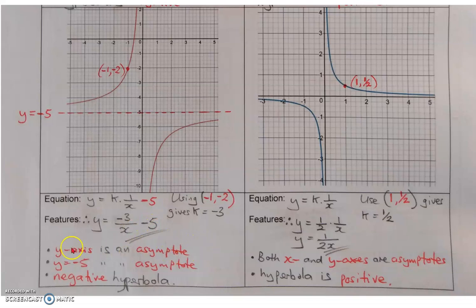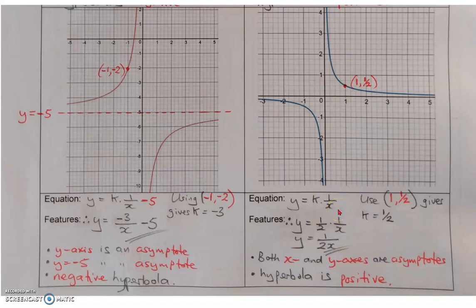Again, you have to state in the features that the y-axis is an asymptote and the line y equals minus 5 is an asymptote. And because k comes out negative, you're dealing with a negative hyperbola. All right, let's look at this one here. Well, this one is the standard hyperbola. It's not being moved horizontally, it's not being moved vertically, so it's going to be just y equals k times 1 over x there.